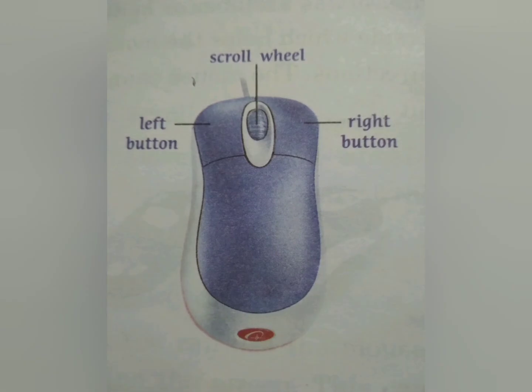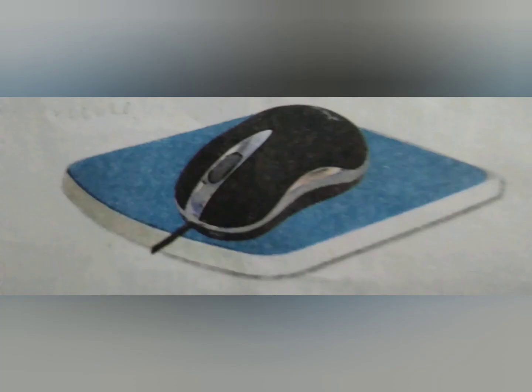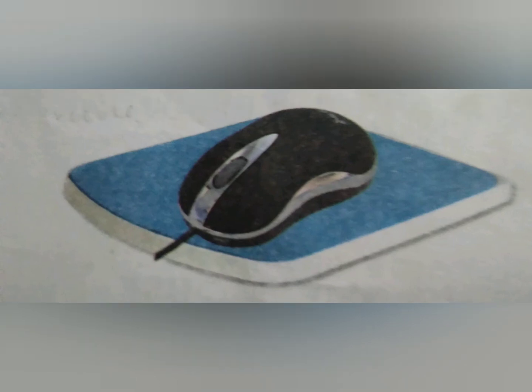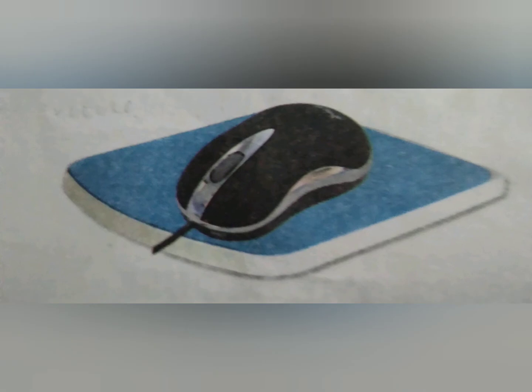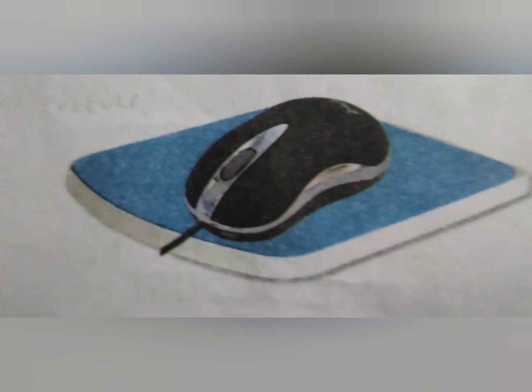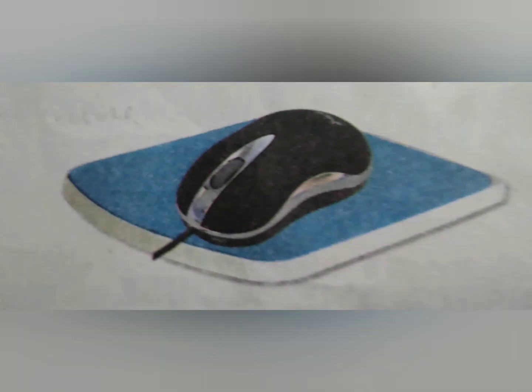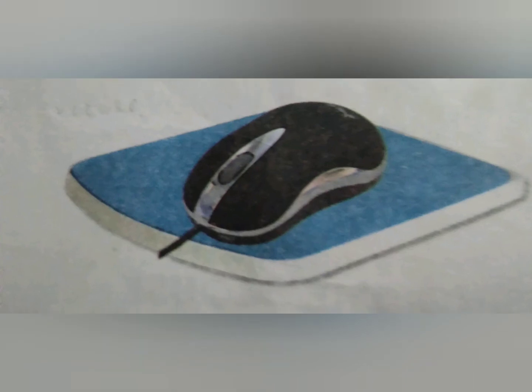When we move the mouse on the mouse pad, see, this one is the mouse pad. You can see in the picture, this is the mouse pad. It is basically used for smooth movement of the mouse. It is a pad where we place our mouse.